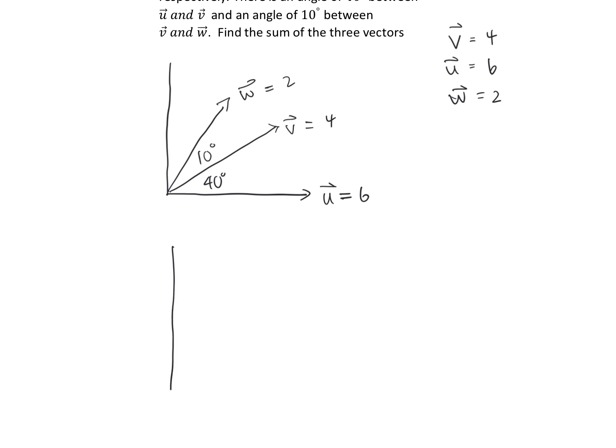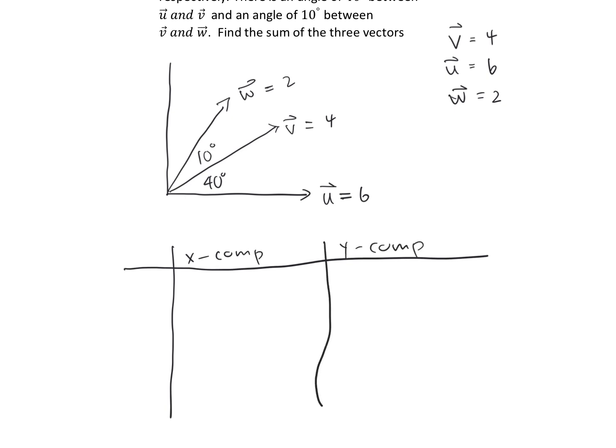I am going to make a table to do my X and Y components. So I'm going to put U. U is on the horizontal. X will be 6, Y will be 0. It's headed in the positive direction, so that one's easy.